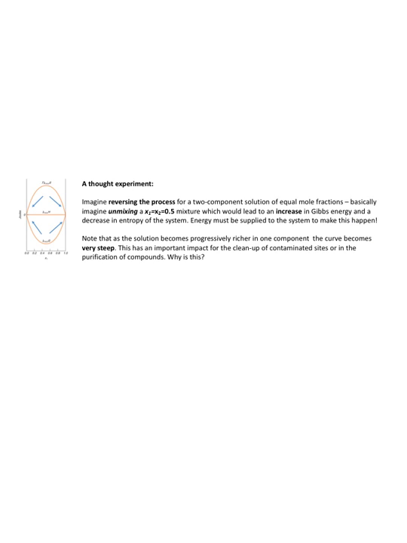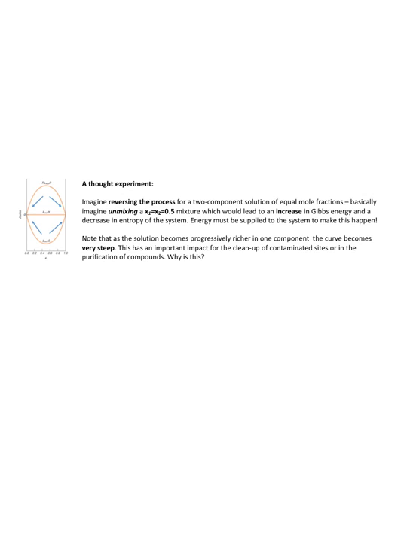This is kind of an interesting little thought experiment in which we're asked to consider reversing the process from a two-component solution of equal mole fractions. Basically, imagine unmixing a perfect mixture, which would lead to an increase in Gibbs energy and a decrease in the entropy of the system. That's not favorable. You're going to have to put in energy to go against the curve. Essentially, you're going to have to go the opposite direction, to higher Gibbs energy, as you separate the mixture. Note that the solution becomes progressively richer in one component.